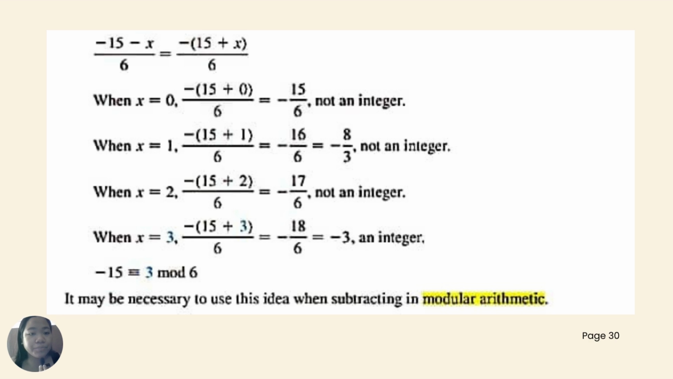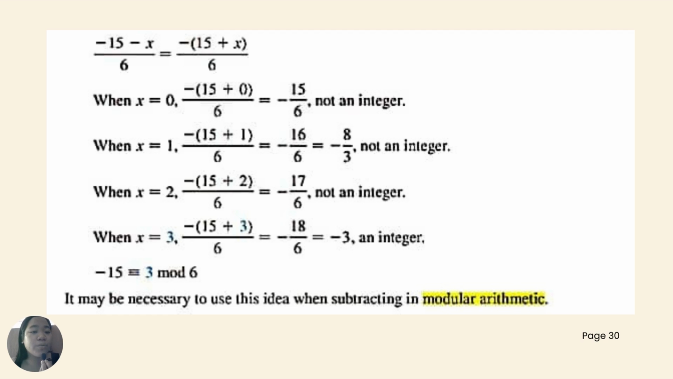So negative 15 minus x is what we are finding over 6. So this is converted to negative open parenthesis 15 plus x close parenthesis over 6. So we try it. If our x is 0, we will get negative 15 plus 0 over 6, we will get negative 15 over 6. And 15 over 6, class, it is not an integer.